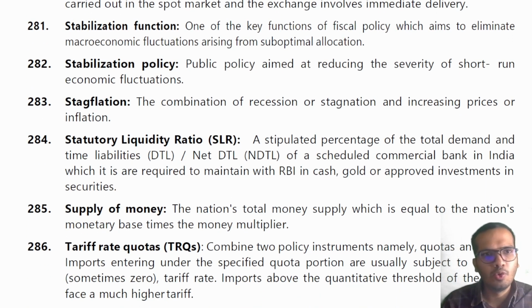Then comes number 282, stabilization policy. So public policy aimed at reducing the severity of short-run economic fluctuations. Then we have stagflation. So it's the combination of recession or stagnation and increasing prices or inflation.